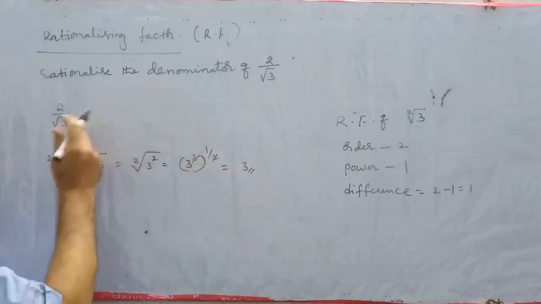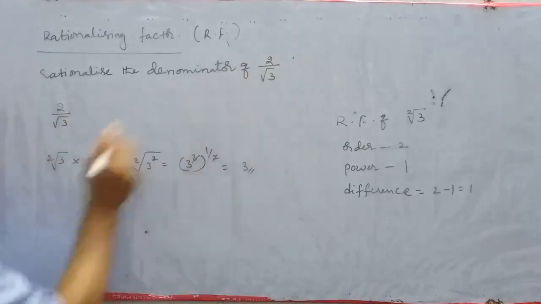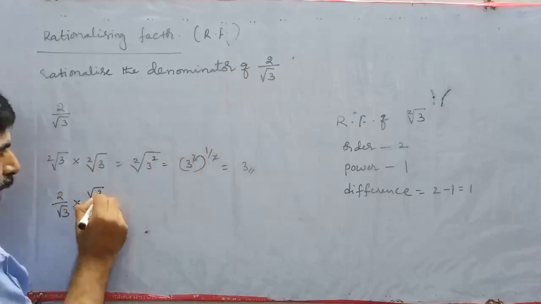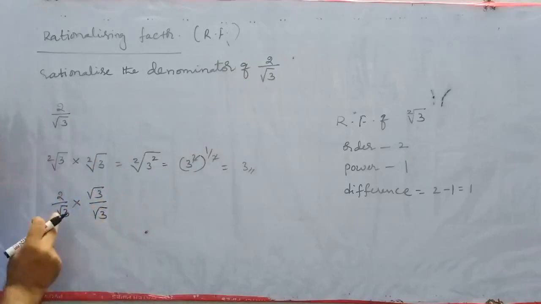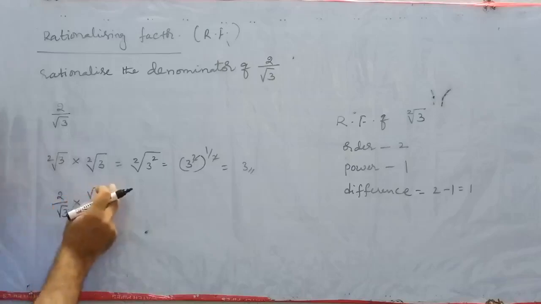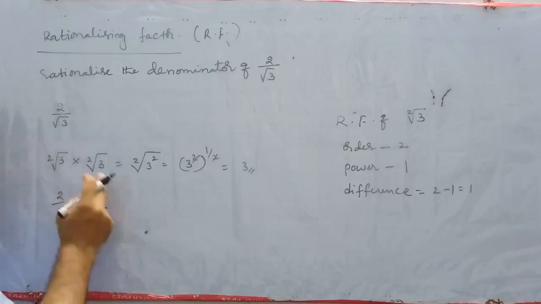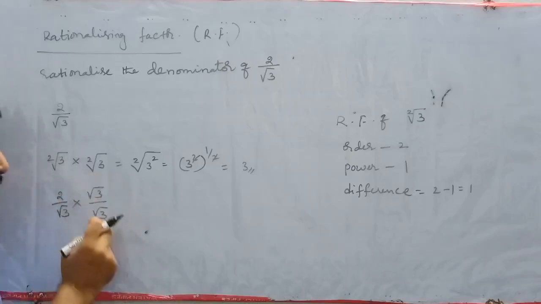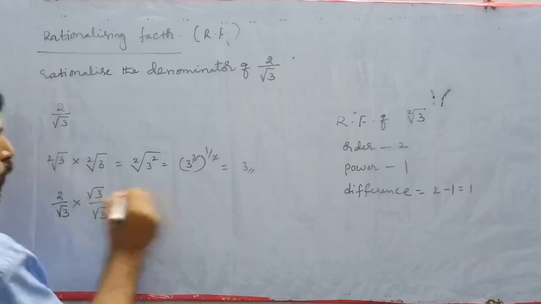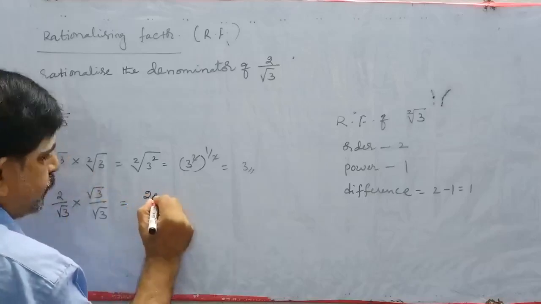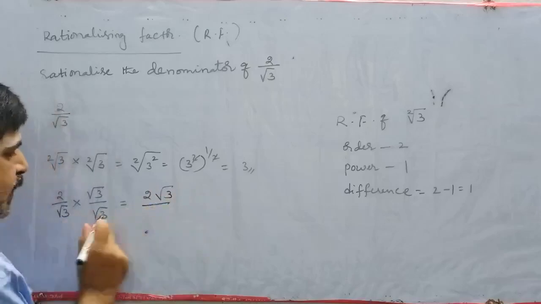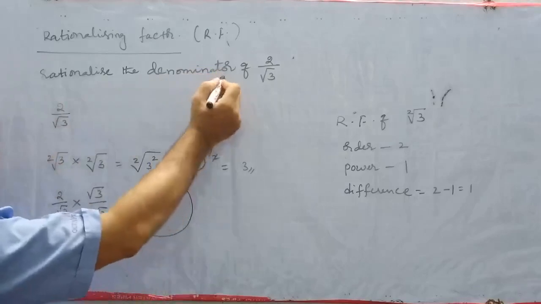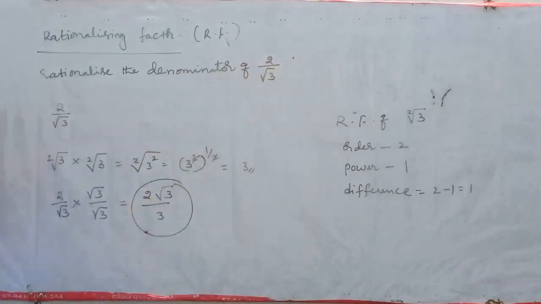Now rationalize the denominator of 2 by root 3. So this is the quotient. So 2 by root 3 into root 3 by root 3. The rationalizing factor of root 3 is root 3. If any fraction or number is multiplied and divided by the same value, its value does not change. So we multiply and divide with root 3. Then 2 into root 3 is 2 root 3, by root 3 into root 3 is 3. So this is the total value of rationalizing the given quotient 2 by root 3.